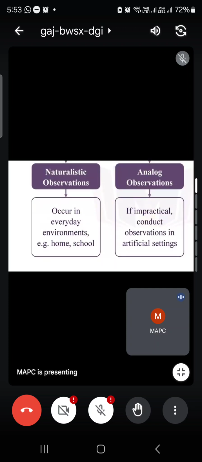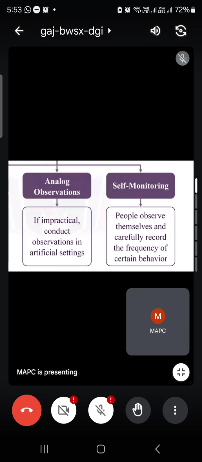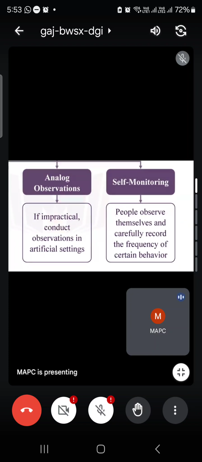There are three types of observation. Naturalistic observation occurs in everyday environments, like a natural setting, that's a home and a school. Analog observation: if impractical, conduct observation in an artificial setting. If it is not practically possible to do the natural observation, then one can do the observation in an artificial setting. Self monitoring: people observe themselves and carefully record the frequency of certain behavior. Self monitoring means self observation.